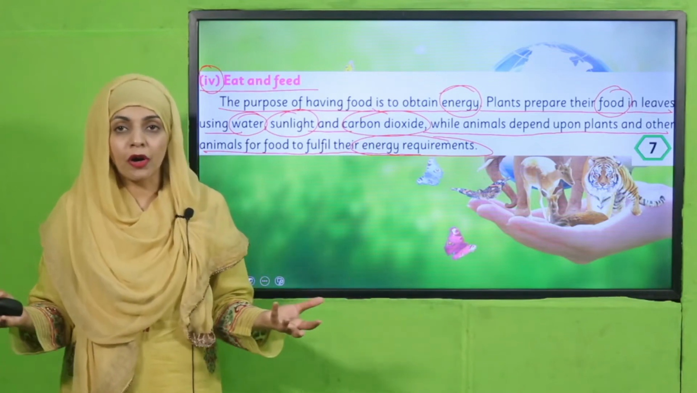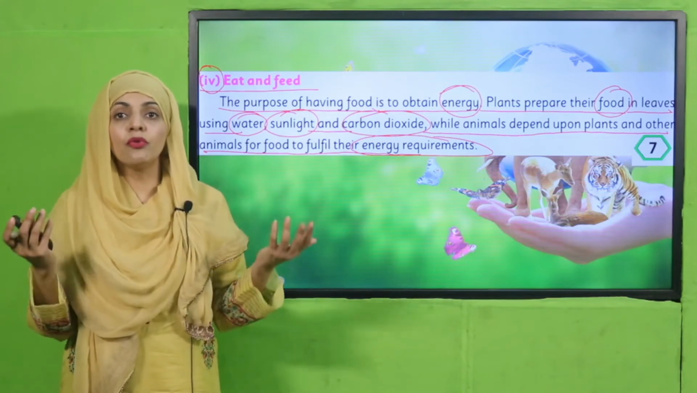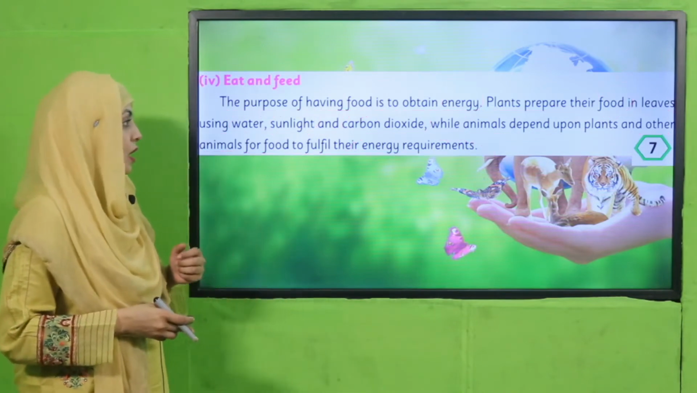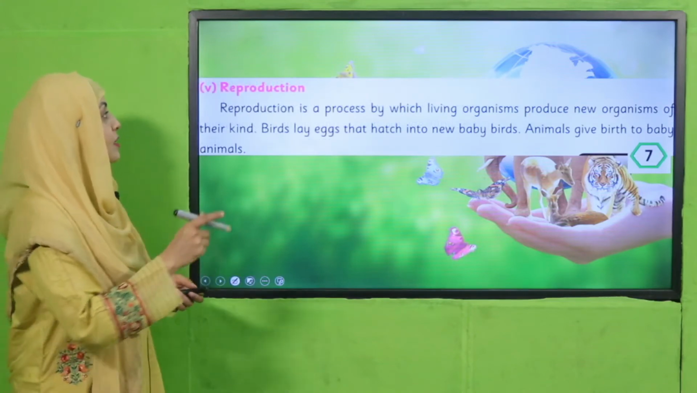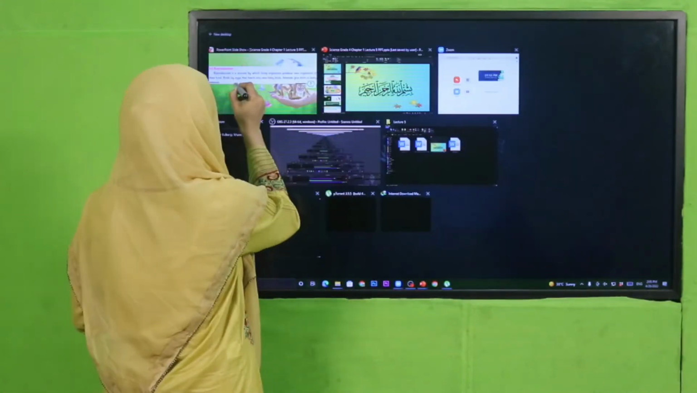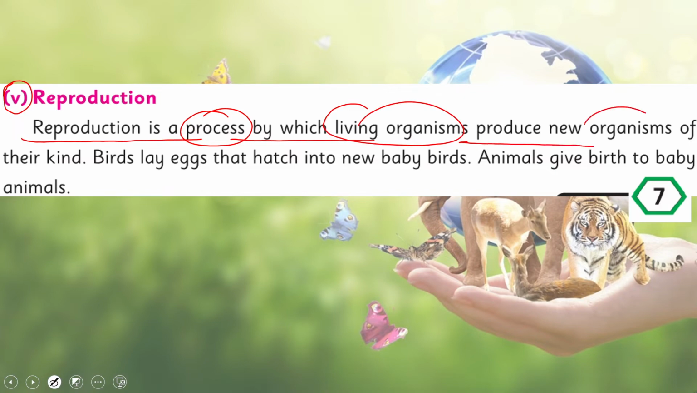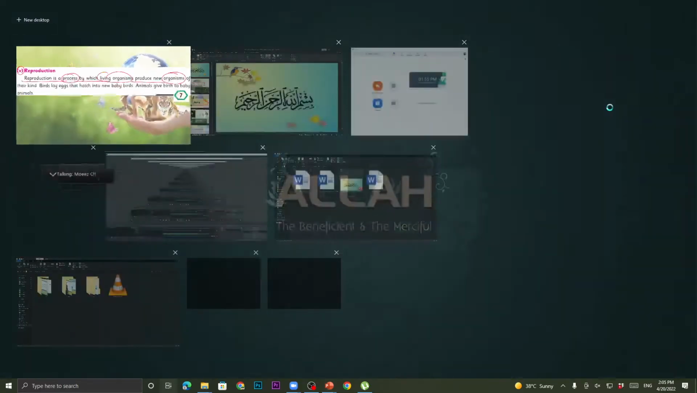To perform different functions, to grow, to move, to reproduce. So that is why they need energy. So my dear students, next is reproduction. This is the fifth characteristic of plants and animals. Reproduction is a process by which living organisms produce new organisms of their kind.